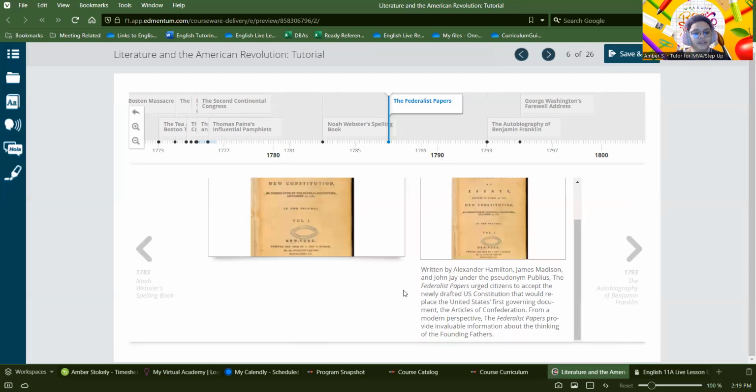But basically, the Federalist Papers was another pamphlet, and it urged citizens to accept the U.S. Constitution. So at this point, we've got the Constitution. We've officially declared independence. And the Constitution was the rules of the land, right? So that's the foundation of America's laws. So they were urging people, hey, these laws are good. They're good for this reason. Here are the things that these laws can help us do as a society. Think about it. And they gave insight to the thinking of the founding fathers.